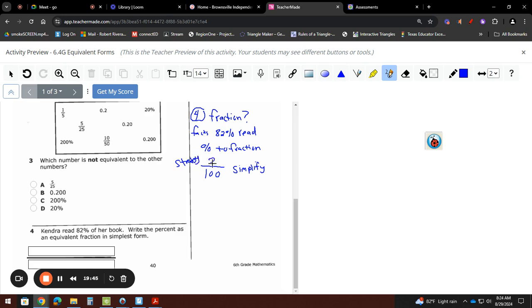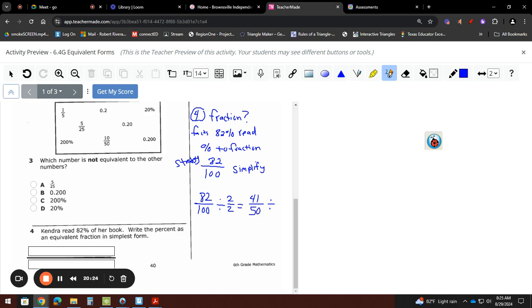So let me do that. 82/100. So I know that the percent to fraction is 82/100, but now I need to simplify. And I told you all that when there are even numbers, we're going to use 2. And we can think of cutting things in half. If I cut 100 in half, that would be 50. If I cut the 82 in half, that would be 41. And then I try again. Are they even? No, they're not.